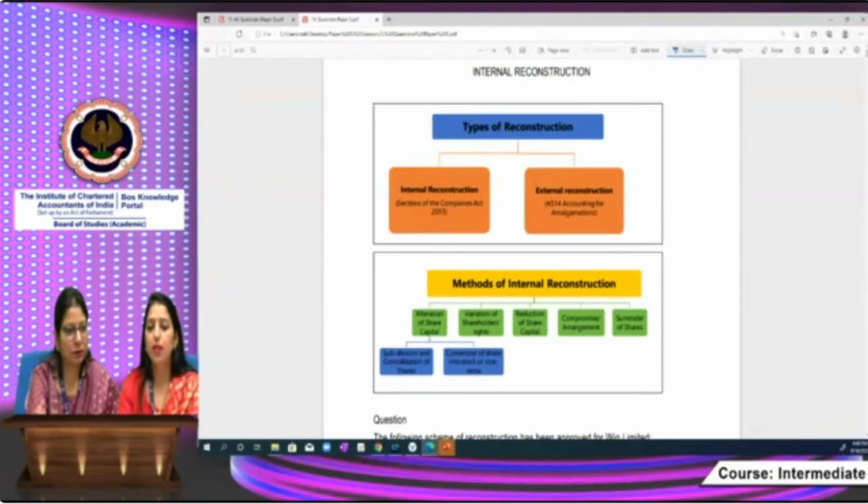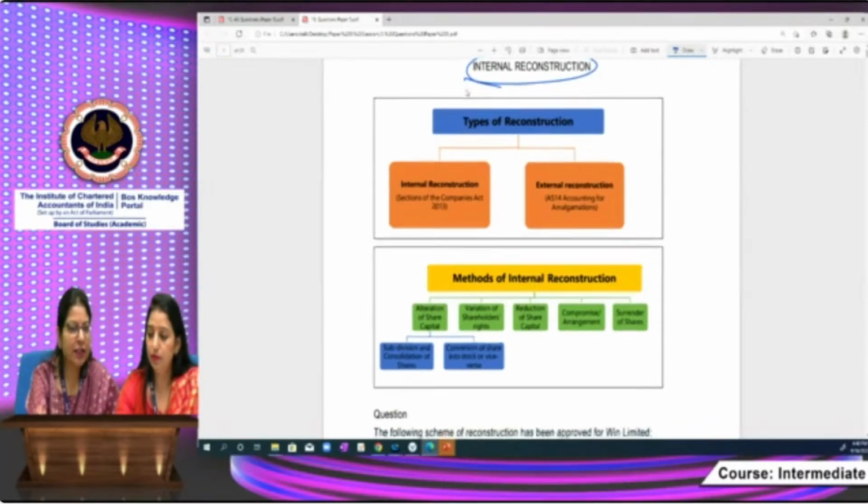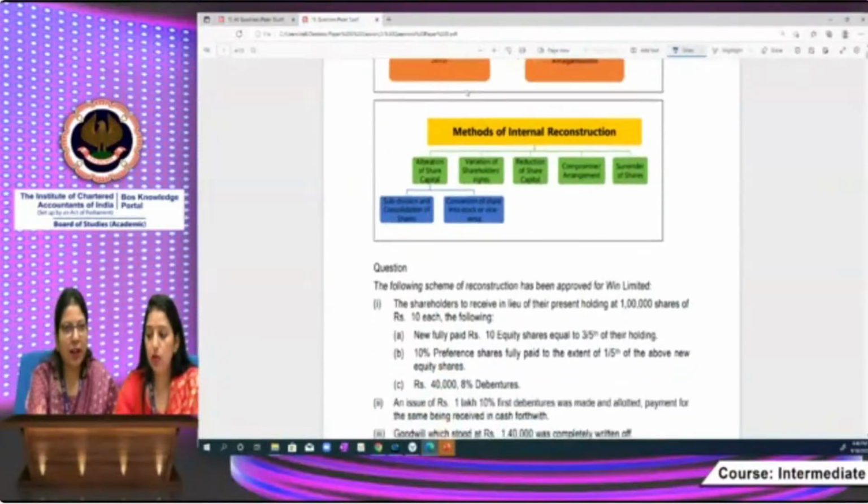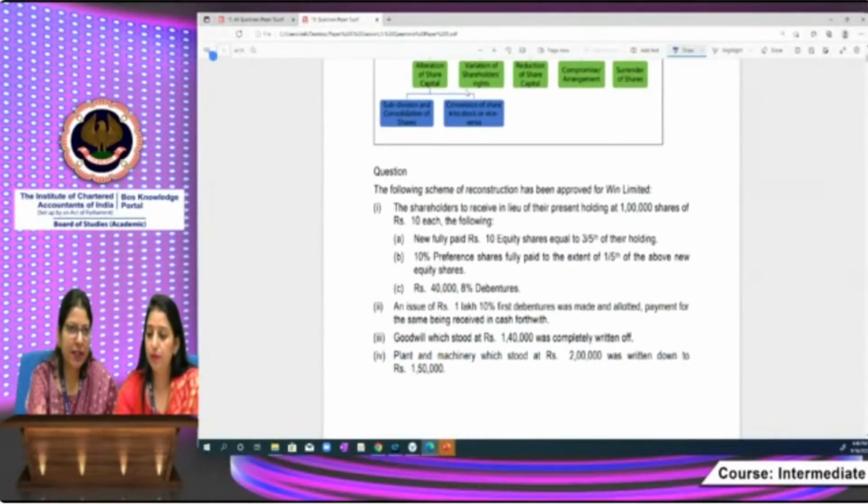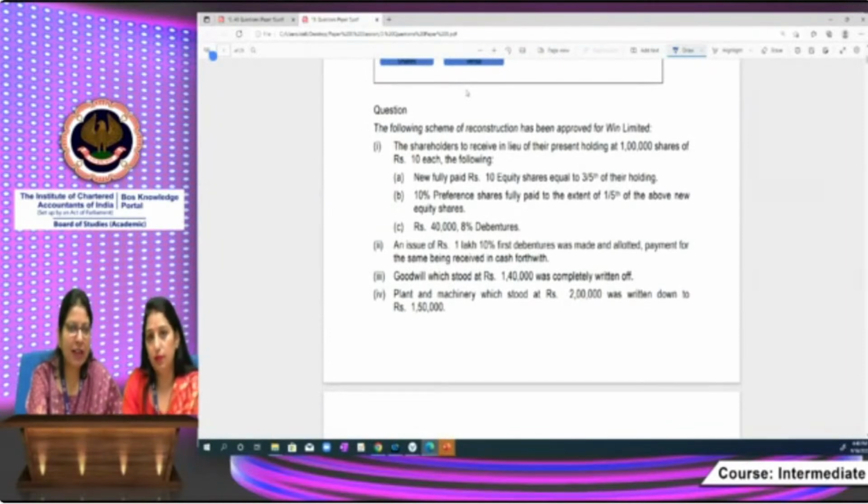Internal reconstruction is just a company deciding to reconstruct its balance sheet. How can it reconstruct? It can reduce its share capital, it can pay off its debentures, it can set off its losses so that the structure of the balance sheet can be changed. That is why it is called internal reconstruction. Generally, the company goes for an internal reconstruction scheme in cases of losses. In case of accumulated losses, to write off those losses, the entire structure of the reconstruction is proposed and approved, and accordingly we are supposed to pass the accounting entries.